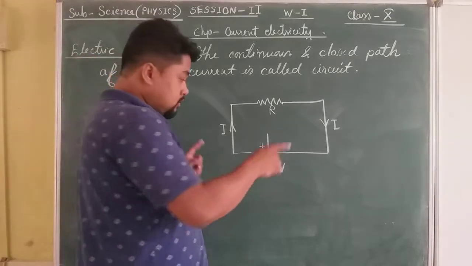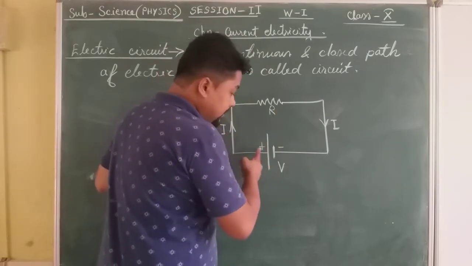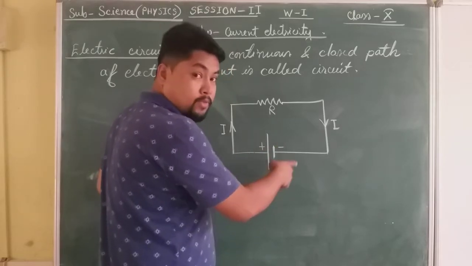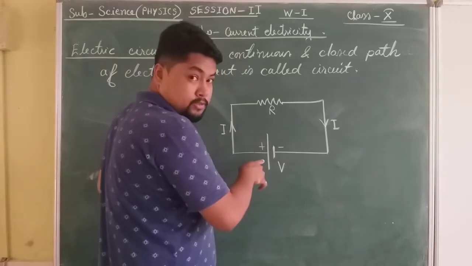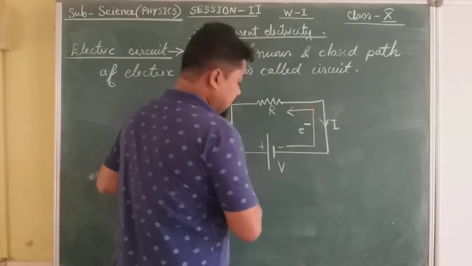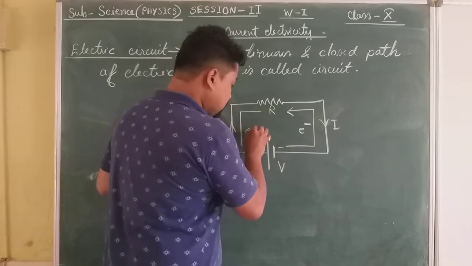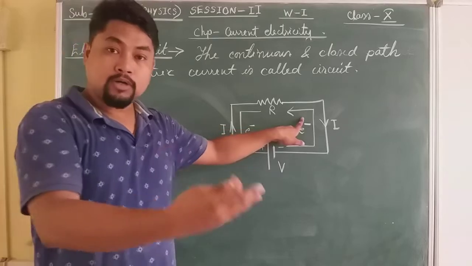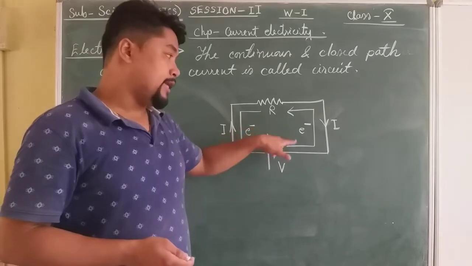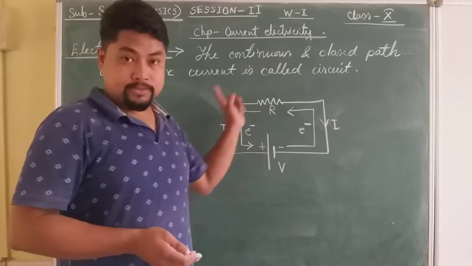But the electrons are flowing from negative to the positive terminal of the supply voltage. This is also known as supply, the source voltage. So electrons flow from negative to the positive terminal. E minus stands for what? Electron. So if the direction of electron flow is anti-clockwise, then the direction of conventional current is clockwise.